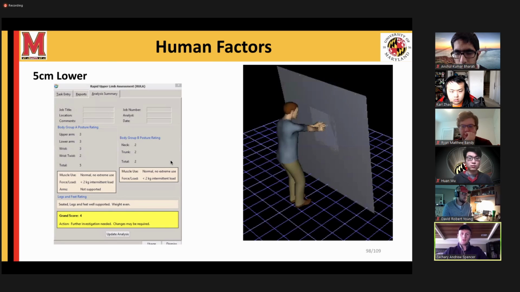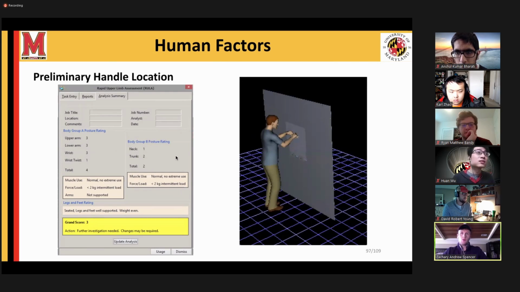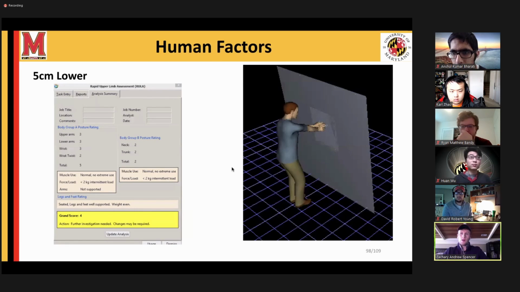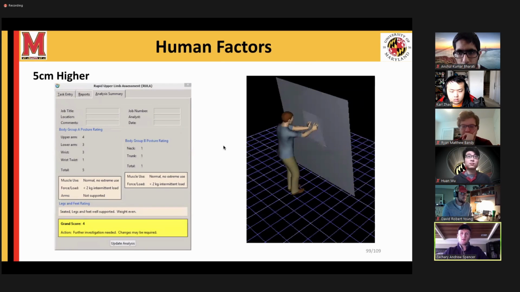Body group A is the posture for upper arm, lower arm, wrist, and wrist twist, while body group B is the neck and trunk. So if we look at moving the handle 5 centimeters lower, it affected the score by bringing it up to a 4, while body group A scored a 5 and body group B scored a 2. When we moved it 5 centimeters higher from the preliminary location, it also scored a 4, with body group A scoring a 5 and body group B scoring a 1.